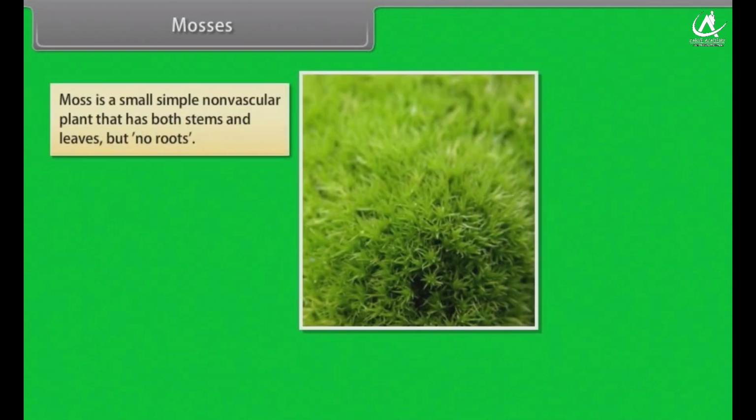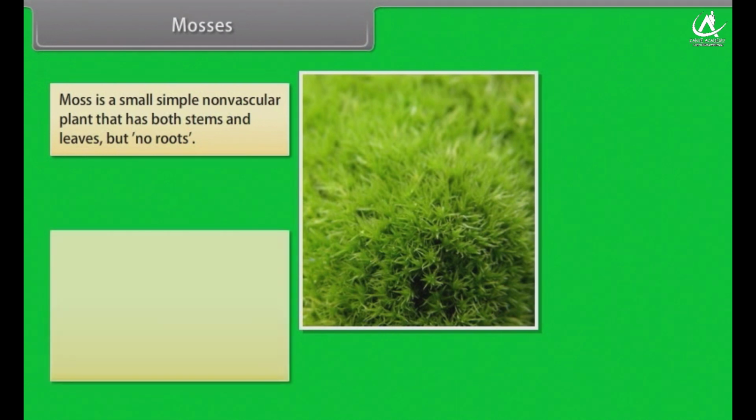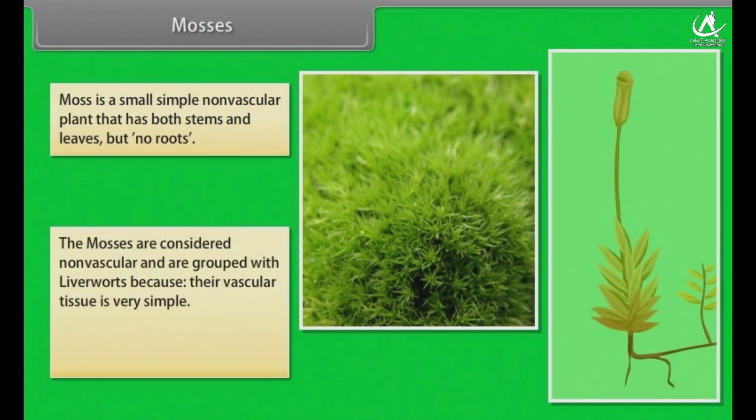Mosses. Moss is a small, simple non-vascular plant that has both stems and leaves but no roots. The mosses are considered non-vascular and are grouped with liverworts because their vascular tissue is very simple. Both of them have a similar life cycle.